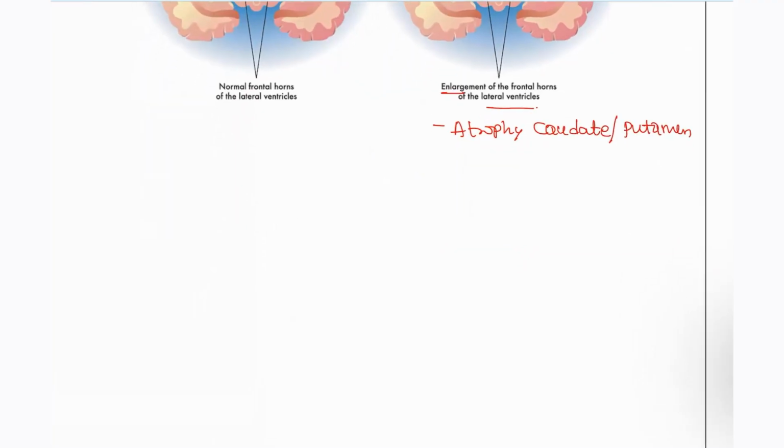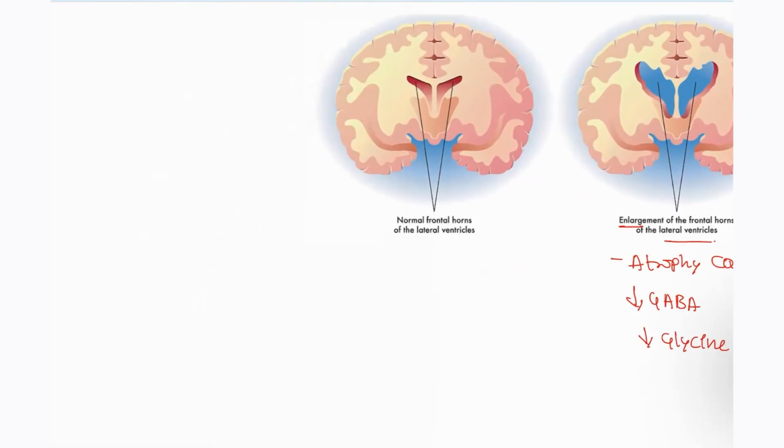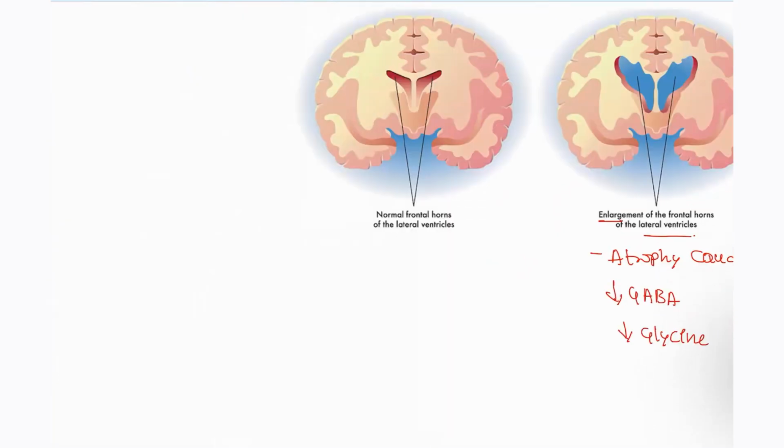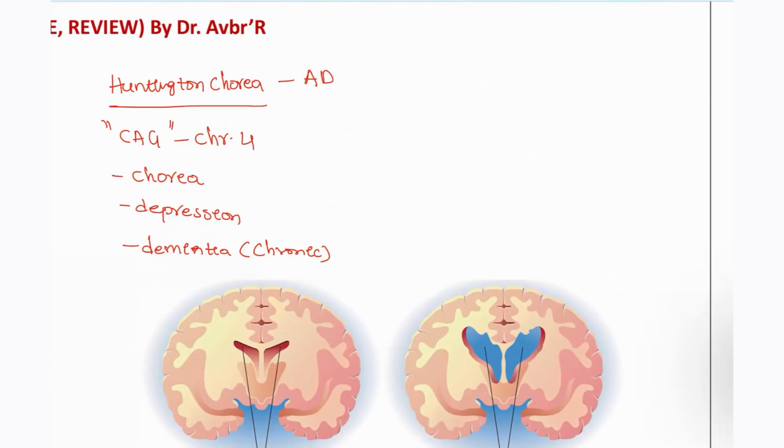Next, on the labs, there will be decreased GABA and also decreased glycine seen in this patient. Basically, it is a very fatal and progressive condition. We cannot do genetic modifications, but what we can do is therapy. What is that therapy? Supportive therapy to decrease the chorea and also to decrease the dementia of this patient.